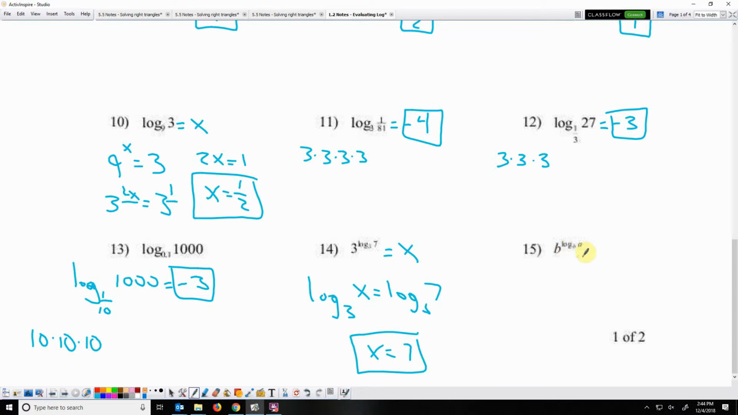b raised to whatever power raises b to make a. The answer is going to be a, but let's put it in log form. So we'll set that equal to x. Log base b of x equals log base b of a. Same base, same argument. x equals a. So our answer is a.